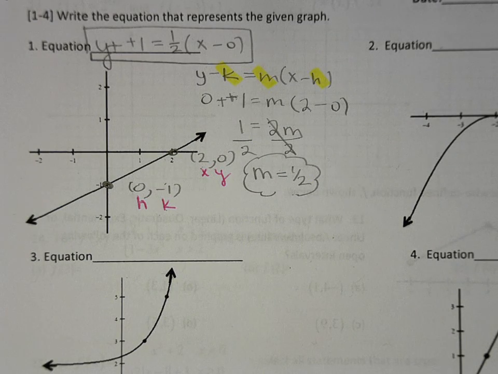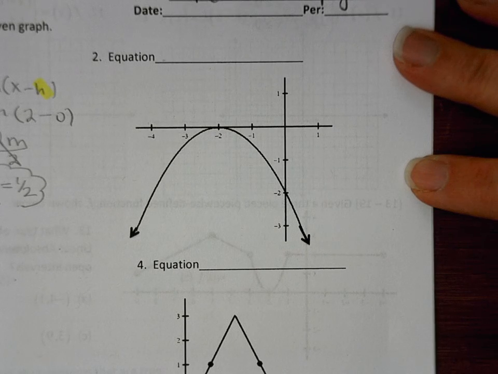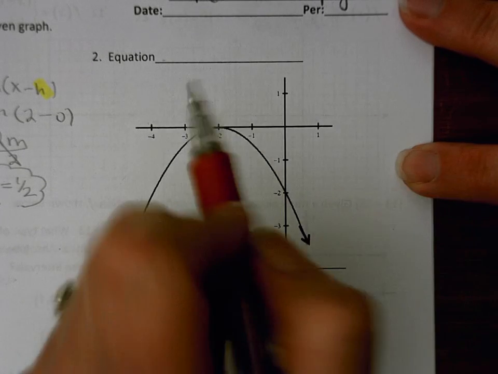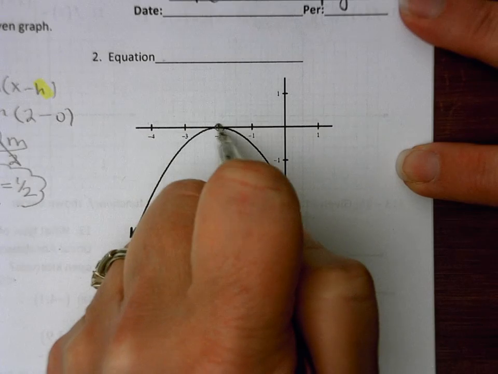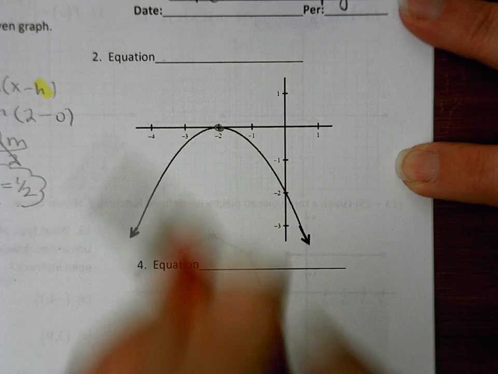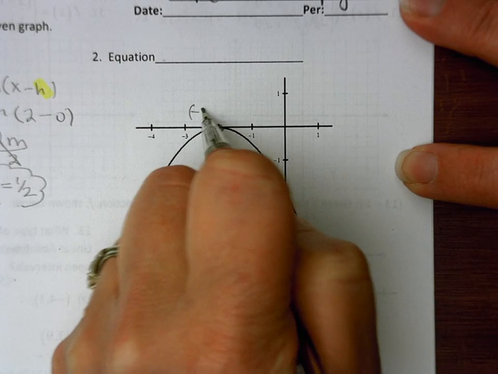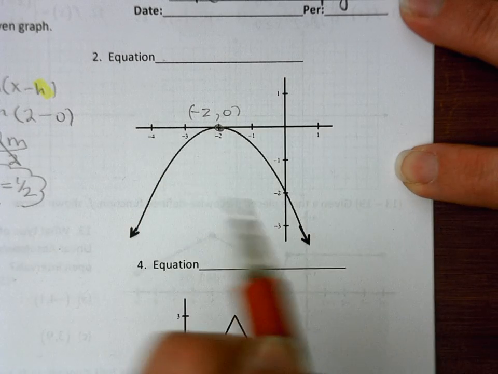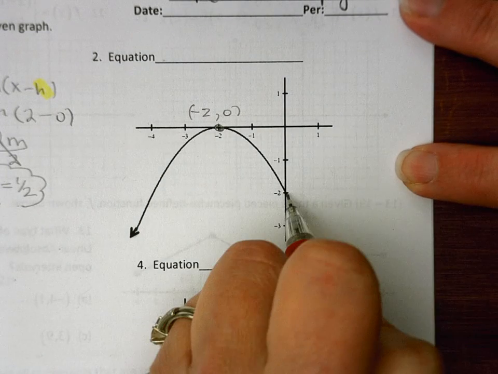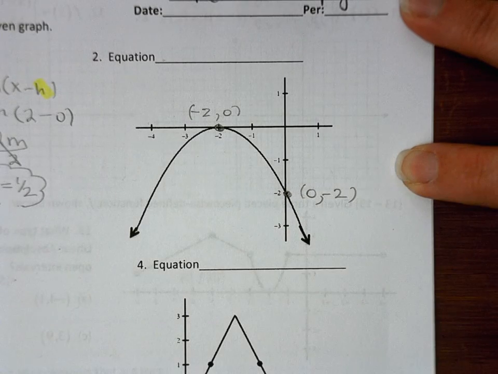Okay, let's do the same thing for number 2. For question number 2, my vertex, which is right here, is my (h, k). My vertex is always my (h, k) on my parabolas. So that's at (-2, 0). Then I want to choose a second point, so I'm going to choose this one here, which is at (0, -2).